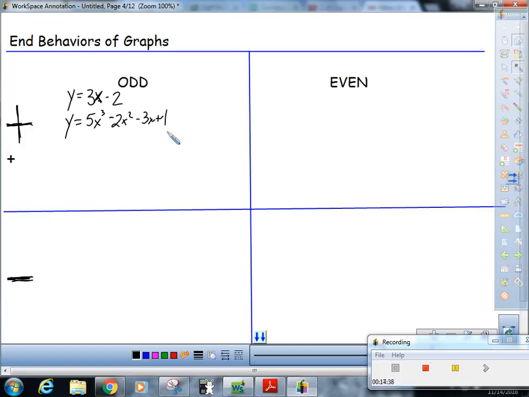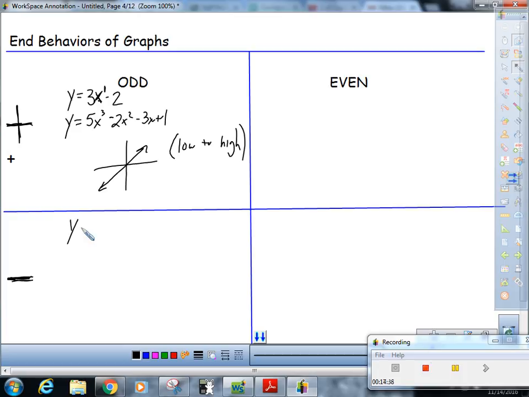Both of those are positive because in front of the first term there's nothing. And what does nothing indicate? A positive. Does that make sense? And they are odd because what's the power on the x here? 1. That's odd. What's the power on the x here? 3. So when this is the case, it's always start low, go high. Low to high. Okay?